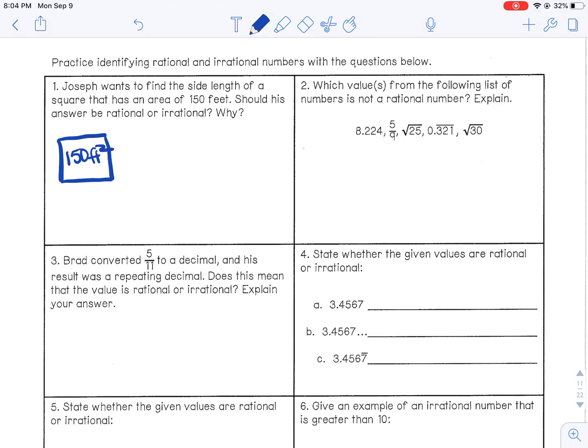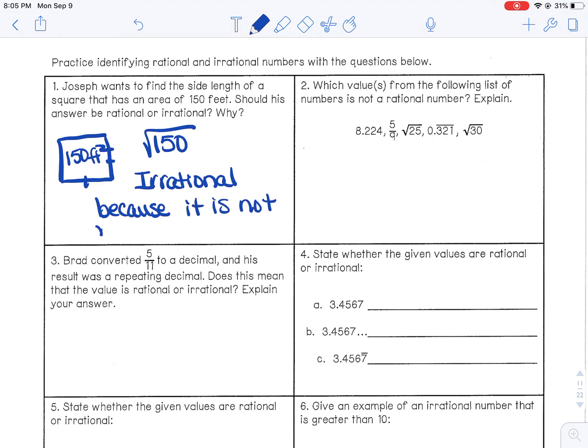Is this going to be rational or irrational? If I want to find the side of a square, we know that the area is length times width, or side times side, which gives us 150 square feet. So I'm trying to determine, is the square root of 150 rational or not? For it to be rational, it has to be a perfect square. Is the square root of 150 perfect? No, it is not. The square root of 144 is, and the square root of 169 is, but not 150. So this is going to be irrational because it is not a perfect square.